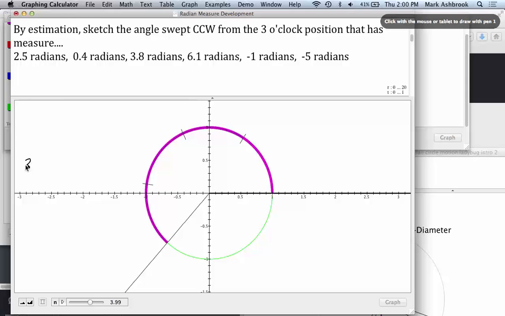So if we went 3.14 radius lengths, would we be halfway around? Would we make it halfway around? Close enough. So would we precisely make it halfway around? Would we fall short or go too far? We'd fall short, okay? What about now? Would we make it? Fall short or over? Still fall short.